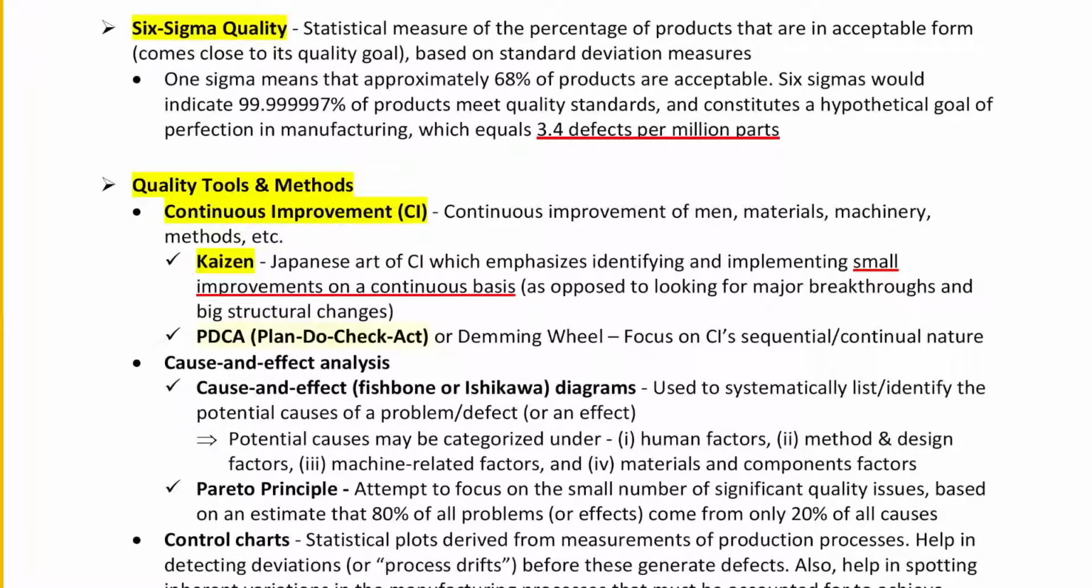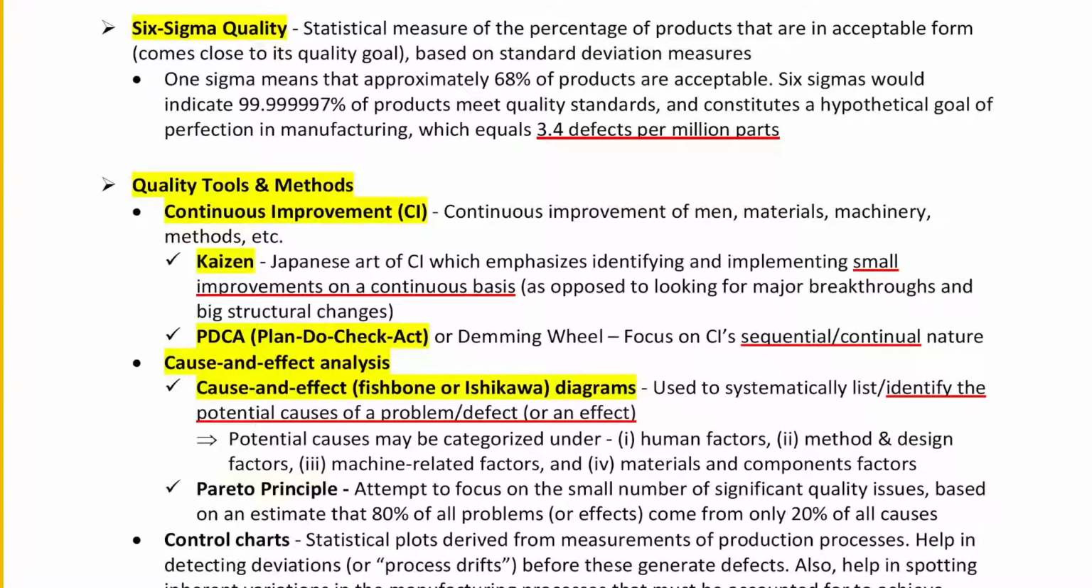Highlight PDCA or plan, do, check, act. So that's your order. First you plan, then you do it, you check it, you act. That's the Deming wheel, which focuses on continuous improvements sequential or continual nature. Highlight cause and effect analysis, and highlight cause and effect fishbone or Ishikawa diagrams. Now these are used to systematically list or identify the potential causes of a problem or defect or an effect. So cause and effect analysis.